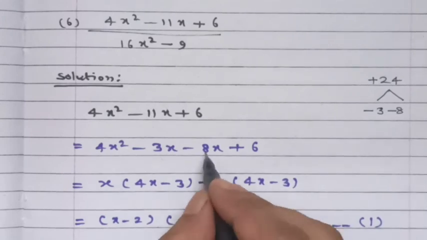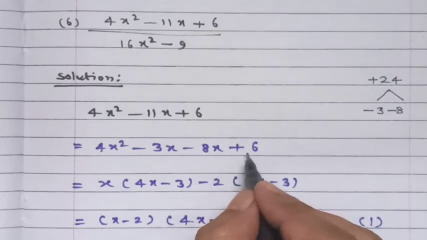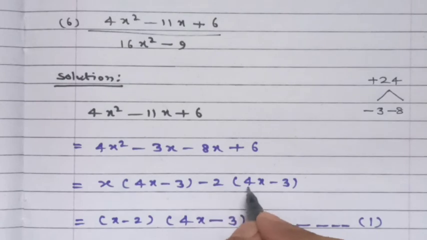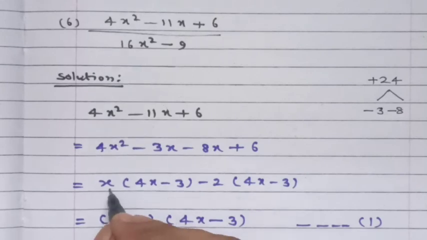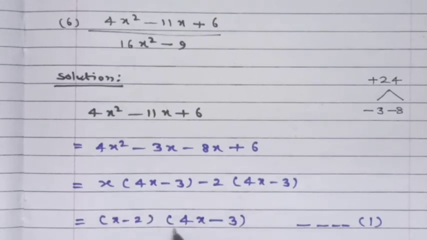Take 2 common here from minus 8x plus 6. You will get 4x minus 3. 4x minus 3 can be taken as common. What you get is x minus 2. So x minus 2 into 4x minus 3.